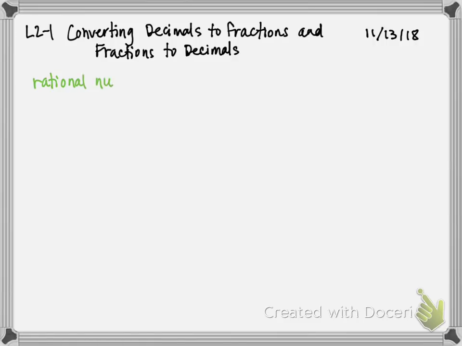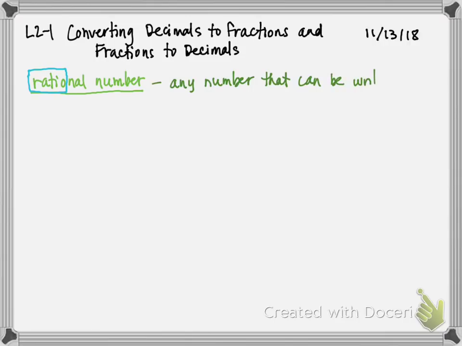Rational number. What you might notice is that the first 5 letters of rational spell the word ratio, which we've just been talking about in chapter 1, which is the comparison of 2 numbers using division. So we're going to say that the definition of a rational number is any number that can be written as a fraction.